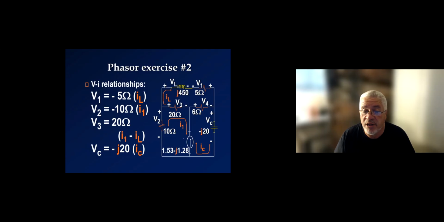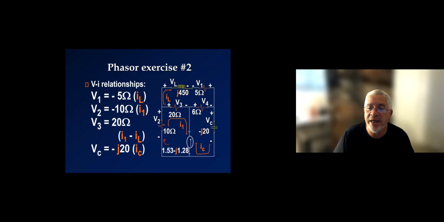And similar for V2, I1 is coming this way. So I1 is entering the negative terminal of V2. So V2 would be minus 10 times I1. And then anytime you have, in mesh, passive elements that are between two meshes, you need to pay attention. You need to have the contribution of both mesh currents, and you need to pay attention to which current is entering the positive, which current is entering the negative, if any.